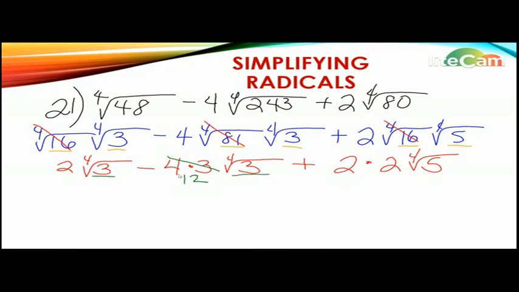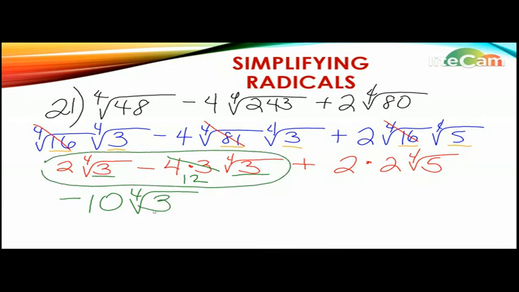Notice that these are fourth roots of 3, so that's a like term. So I'm going to go 2 minus 12 is negative 10, fourth root of 3. That's that piece there. So now I just have 2 times 2 is 4, and so I have the fourth root of 5. Here's the thing. I can't add a fourth root of 3 and the fourth root of 5. I cannot do it, so this is going to have to be my final answer.